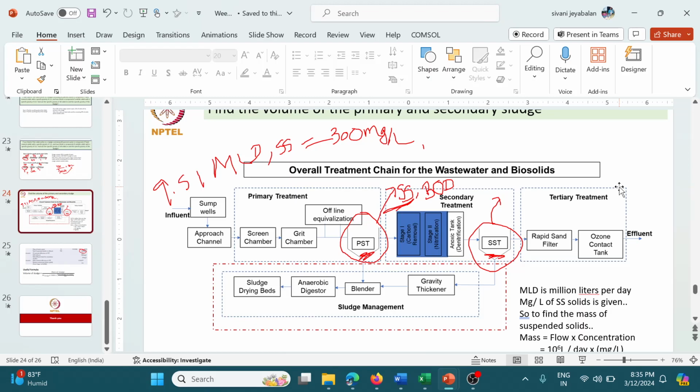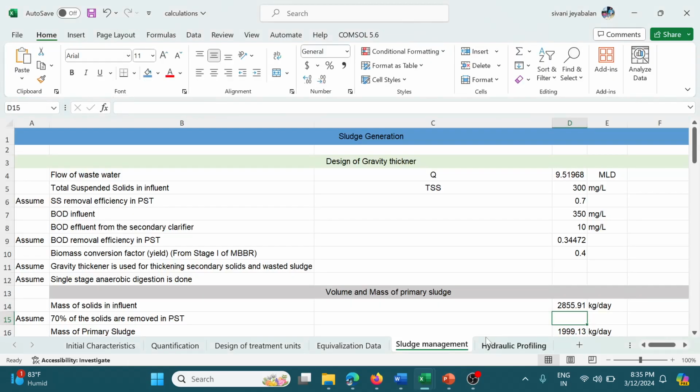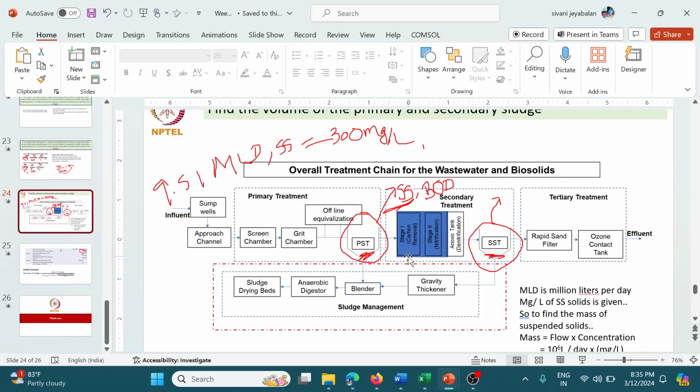Okay. So how did you assume this 70%? See, I assumed 70% because maximum suspended solids will be removed in the primary clarifier itself. So I have taken it as 70% for my design. Okay. That is the thing. Punita, you are getting what I explained? Yes, ma'am. So now tell me what will be the sludge produced in the primary clarifier due to suspended solids?